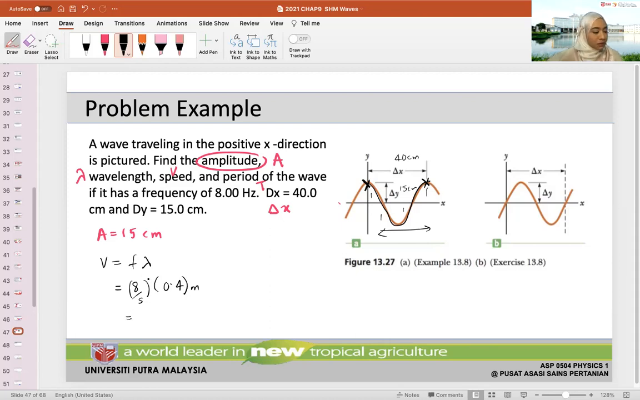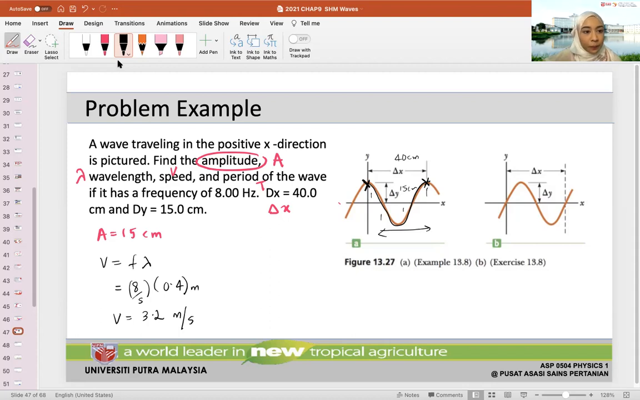So 8 times 0.4 is 3.2, thank you. And the unit is meter per second. The lambda is in meter, the frequency is per second, so you get meter per second as your speed, which is correct. So next is period.